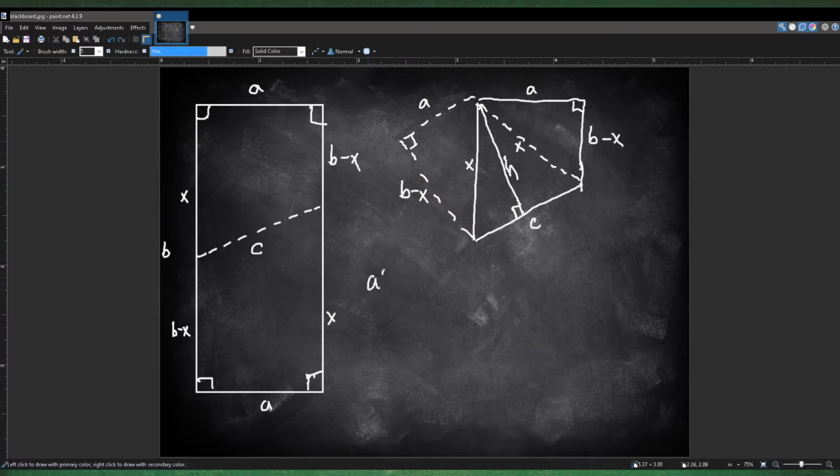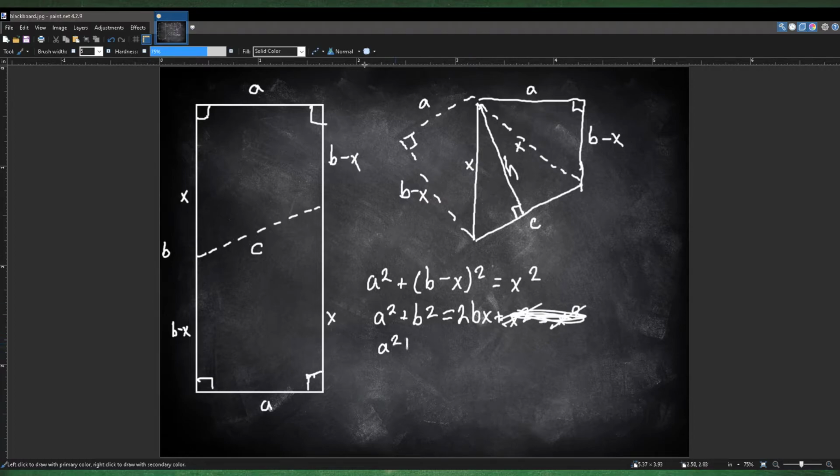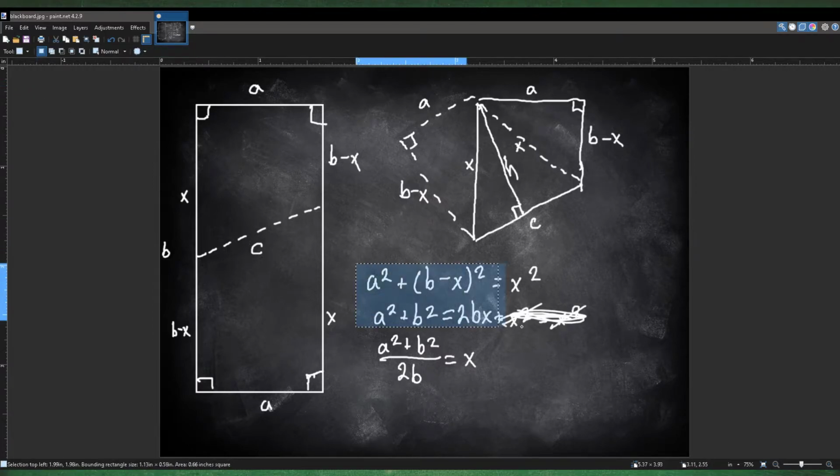So that's A squared plus (B minus X) squared is equal to X squared. So it's A squared plus B squared minus 2BX plus X squared is equal to X squared. Cancel out the X squared and put the 2BX on the other side, which just makes it positive. So A squared plus B squared divided by 2B is equal to X. Okay, so we know that's true. We already got X. Now we just need to find H.